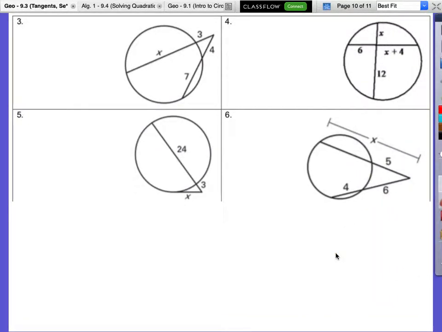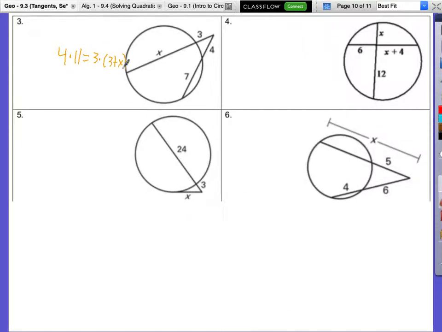Alright. So here on 3, what do we have? Two secants, okay? Somebody help me set this one up. Owen, thank you for volunteering. So you take 4 times 11 times 8 equals 3 times 3 plus x.